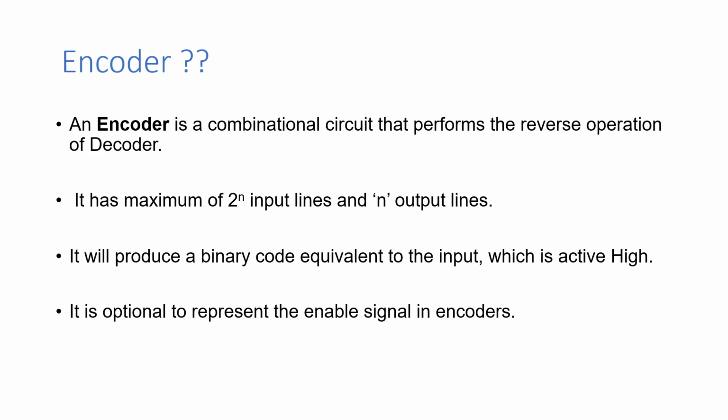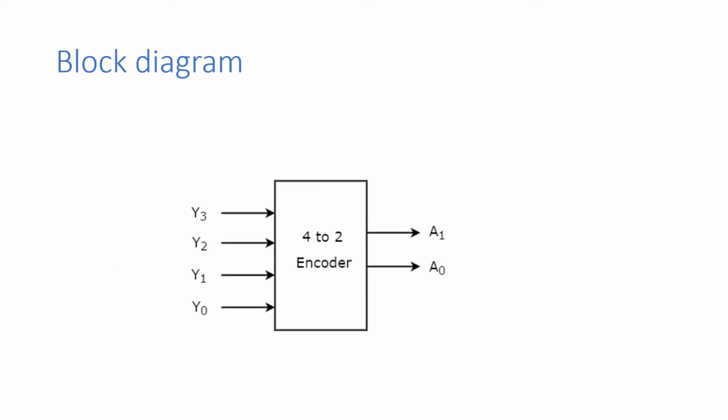I said that there will be 2 power n input lines. Among these 2 power n input lines, only one input line will be high at a particular time, and the output is encoded. What this encoded information says is which input line is set to high, or which input line is activated. It produces a binary code equivalent which says which input is high. We will also use an enable signal in the encoder if required. Let's see the block diagram.